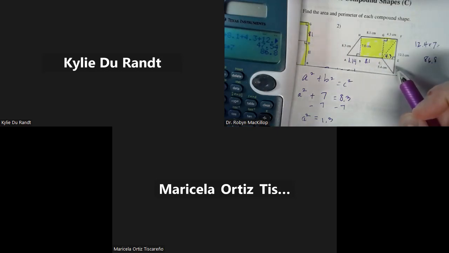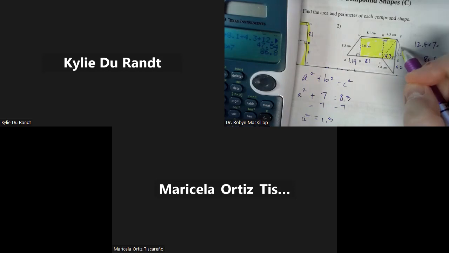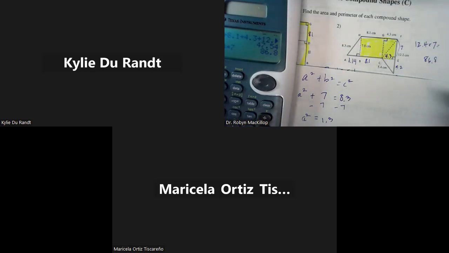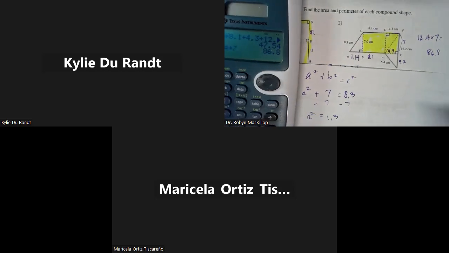And we can find this measurement because the entire line is 12.2, but we need to get rid of this part, which is 7. So 12.2 minus 7 is going to be 5.2, right? 7, 8, 9, 10, 11, 12. Yeah, 5.2. So this little piece down here is 5.2 because this piece is 7. Hopefully that makes sense. So we can find the area of this triangle now.